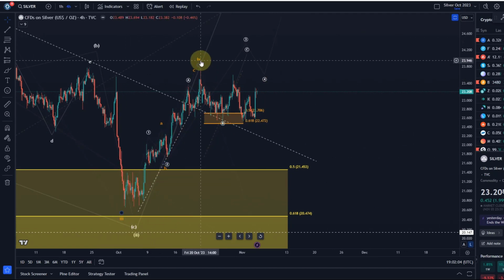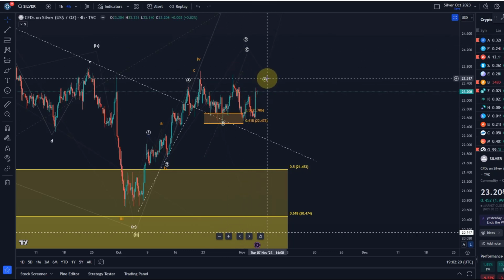So I've labeled it as ABC structure in wave 4 to indicate the risk that we can still break down. I'm using $22.40 as pivot basically, because if this is a diagonal structure to the upside, we can allow for a pullback to the golden ratio in a wave 4. So again, different ways how this can be counted.